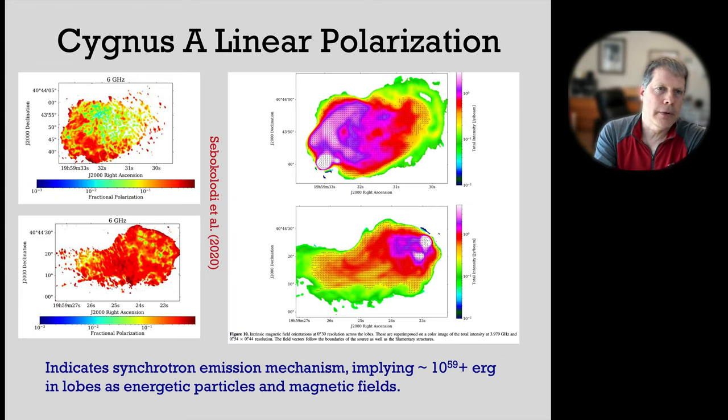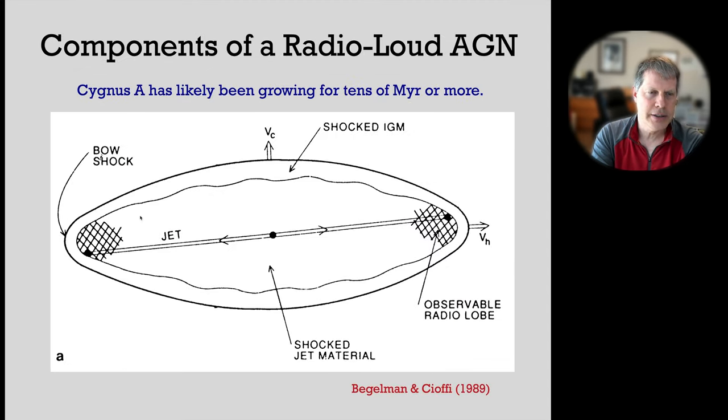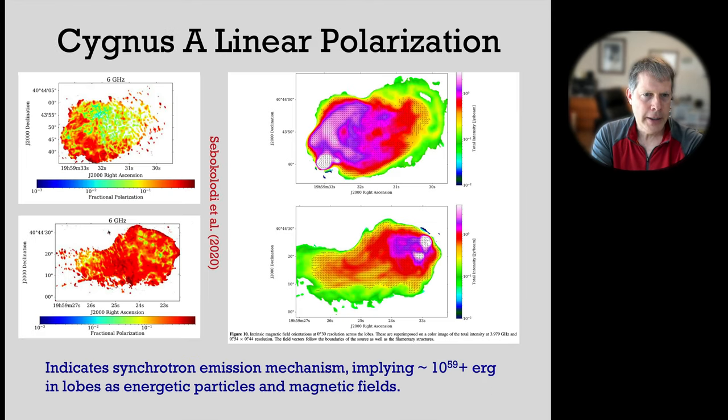A number of other important observations. Here are images of the lobes of Cygnus A. This one here is this lobe, and this one over here is that one. These are images, in this case, at 6 gigahertz that are capable of measuring the level of polarization in the radio. These color bars show the fractional degree of polarization, and it is large. You can see that the degree of fractional polarization gets up to tens of percent. So this is very highly polarized emission.